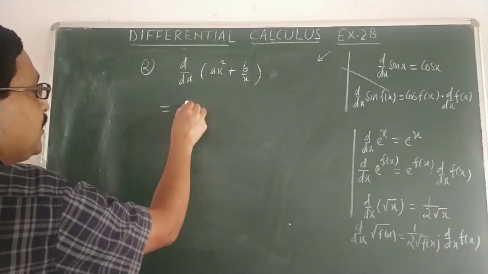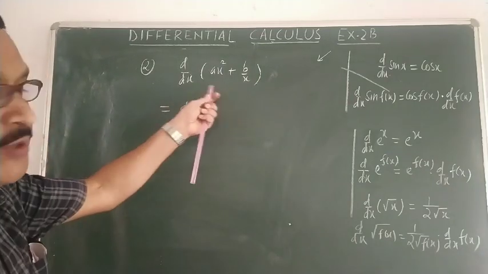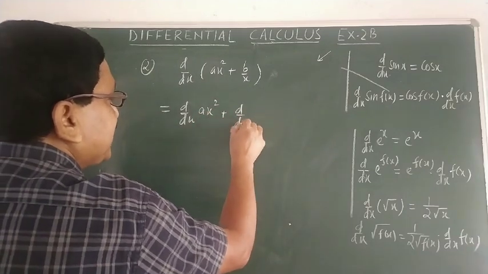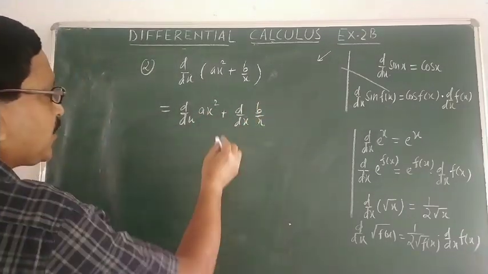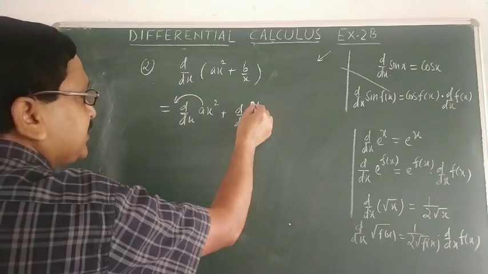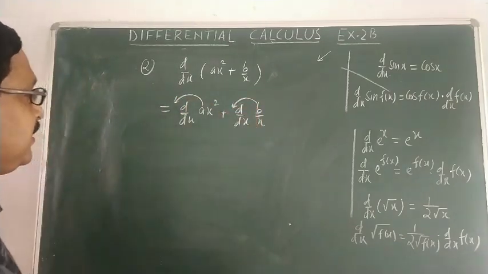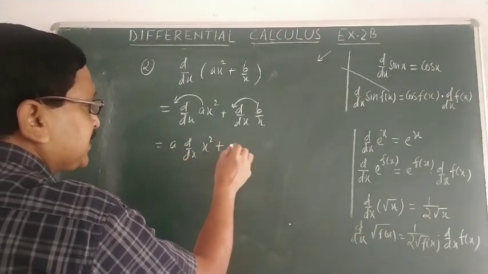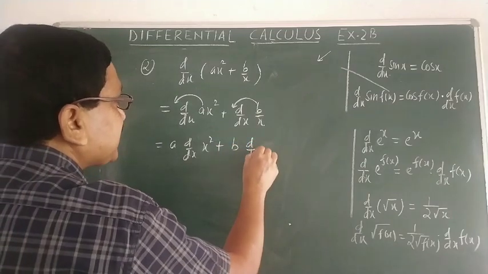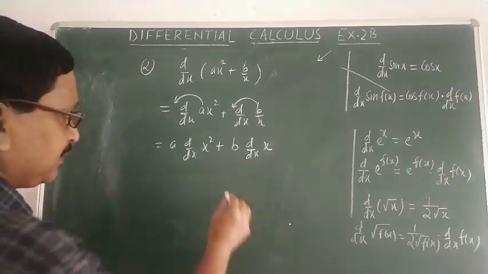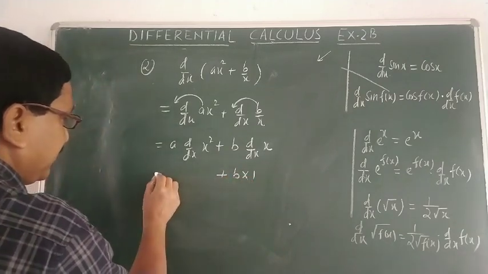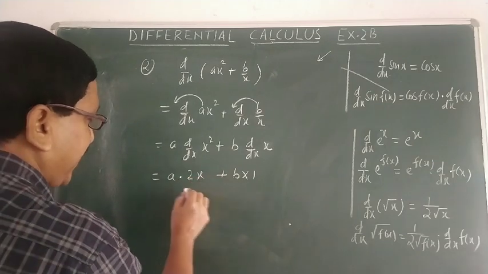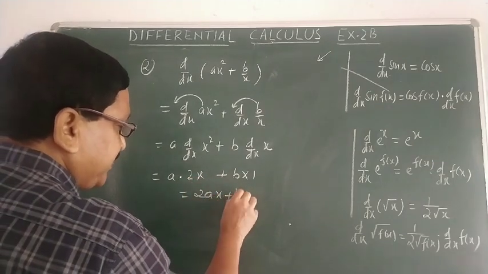Now this is equal to the normal rule, distributive law over addition: d by dx of a x square plus d by dx of b by x. Now the constant is taken outside. This constant is also taken outside. So this is a times d by dx of x square plus b times d by dx of x. Now this is 1, so b into 1, and a into the differentiation of x square is 2x, you know. So this is your final answer, 2ax plus b.